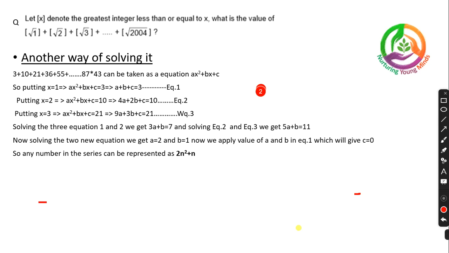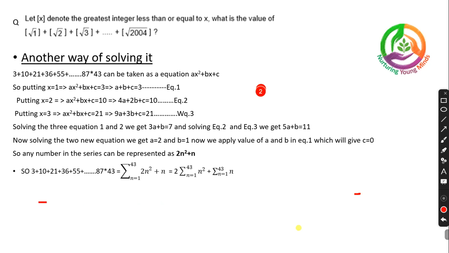If you start replacing n equal to 1, you get 2 into 1 plus 1 is equal to 3. If you put n equal to 2, 2 square is 4 into 2 is 8, plus 2 is equal to 10. 3 square is 9 into 2 is 18 plus 3 is equal to 21. Correct. For 4, 4 into 4 is 16, 16 into 2 is 32 plus 4 is equal to 36. Correct. So now each term can be represented by this expression by replacing n with the sequence number of the term. So this series can be represented as 2n square plus n.